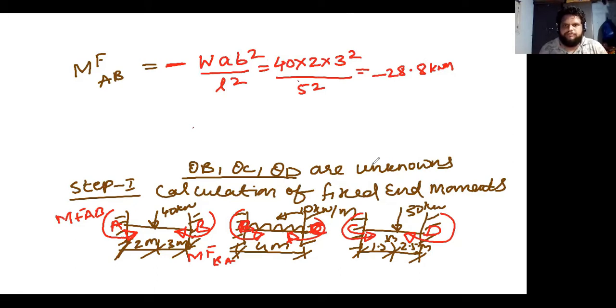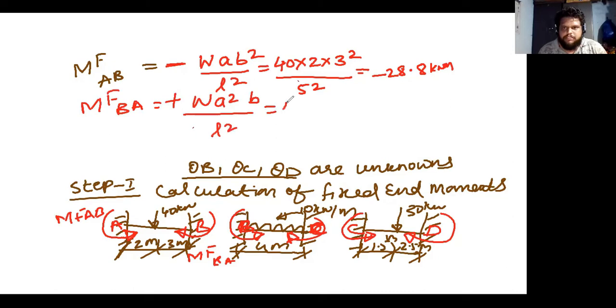Okay. Now, next one is MFBA. So MFBA, what is that side? Rotation direction, movement direction. This is clockwise direction. So plus W A square B by L square.